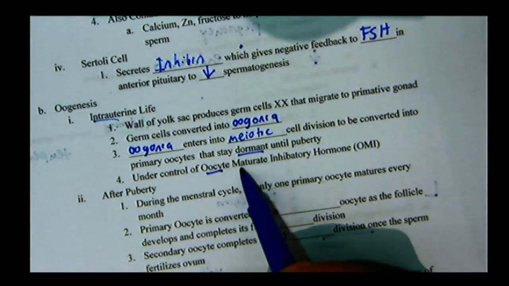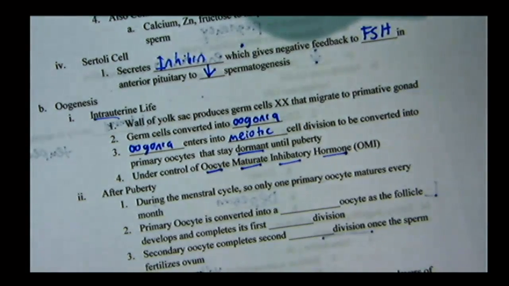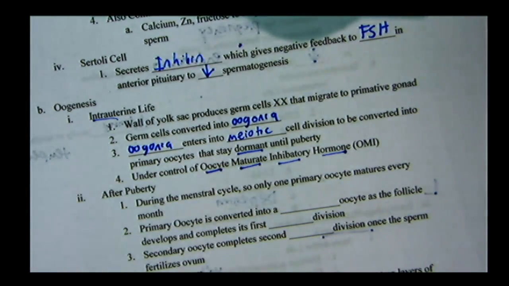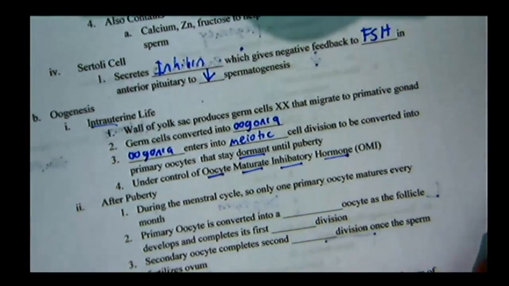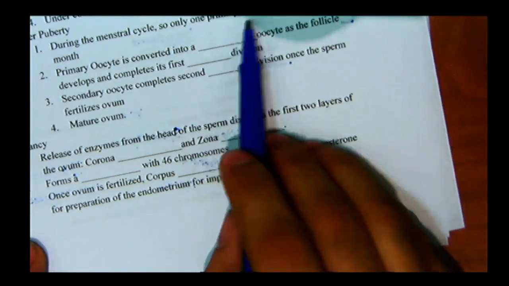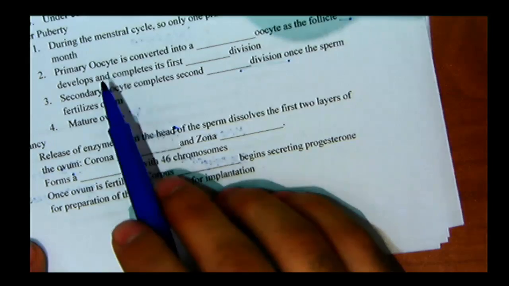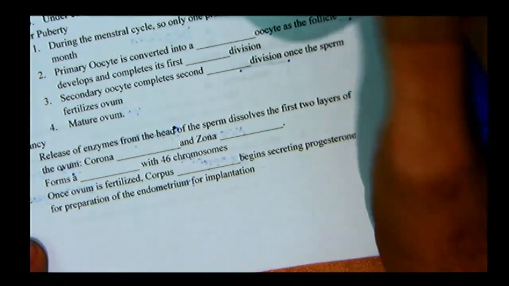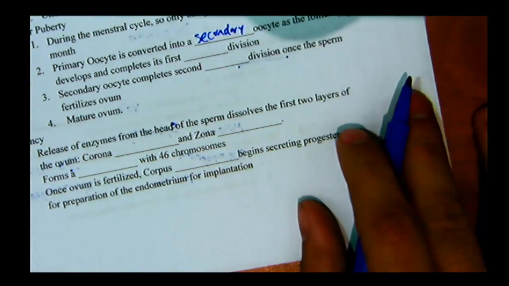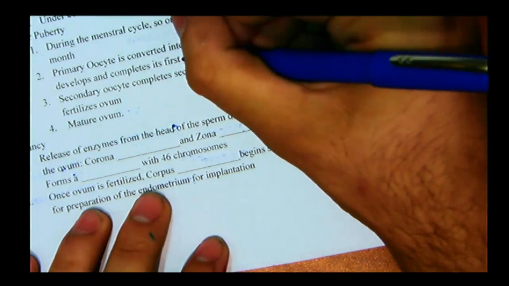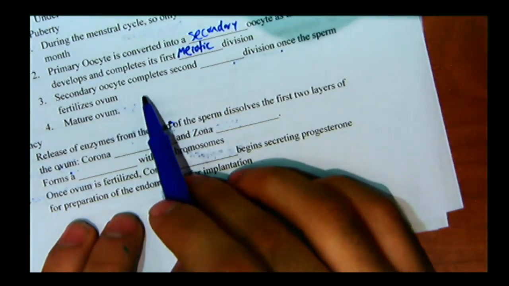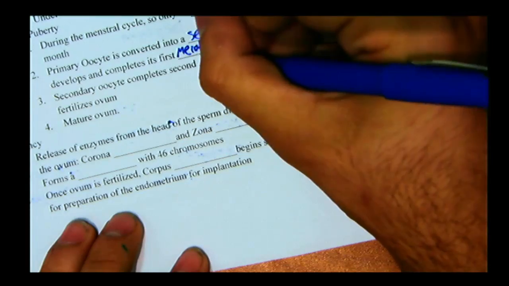So after puberty, during the menstrual cycle, only one primary oocyte matures every month. The primary oocyte is converted into a secondary oocyte as a follicle develops and completes its first meiotic division. The secondary oocyte completes the second meiotic division once the sperm fertilizes the ovum. It's always meiotic for females. So if it finishes its meiotic division, it's fertilized. That's the only time it's going to finish its second meiotic division and turn into a mature ovum.